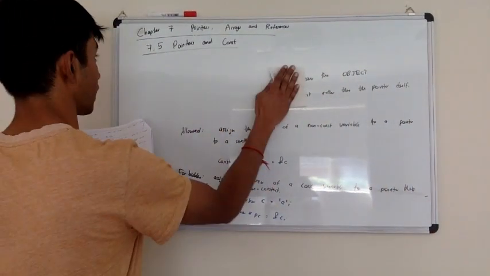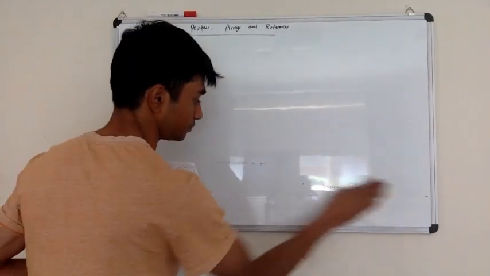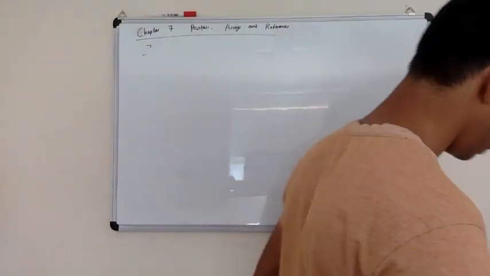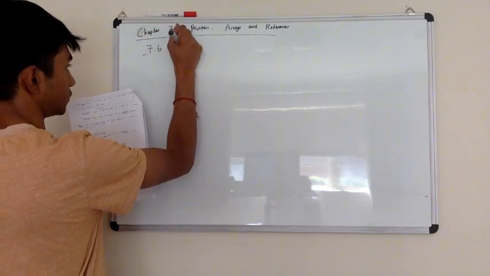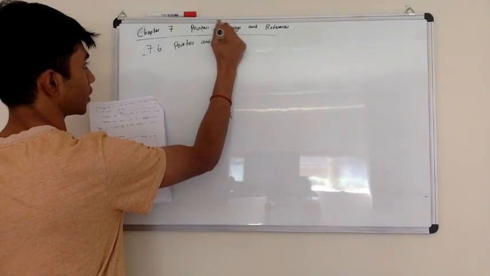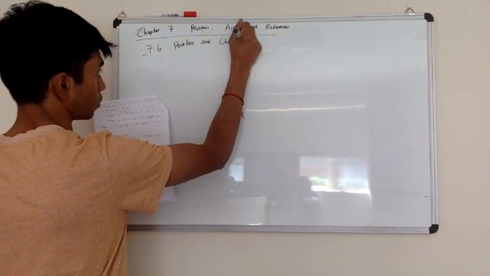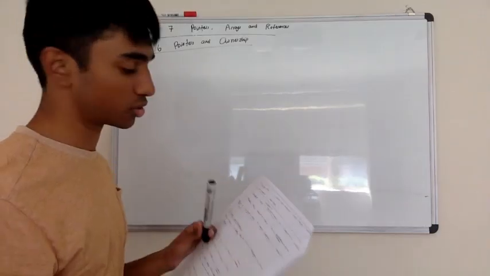Next, we have 7.6, which looks at pointers and ownership. So we briefly, like in chapter 6, I think, when I was talking about the move operation, kind of briefly looked at how pointers can correspond to ownership.